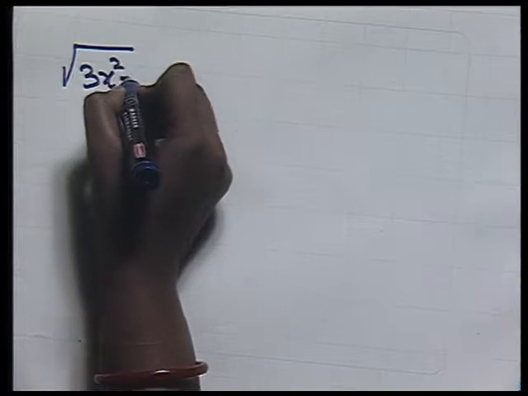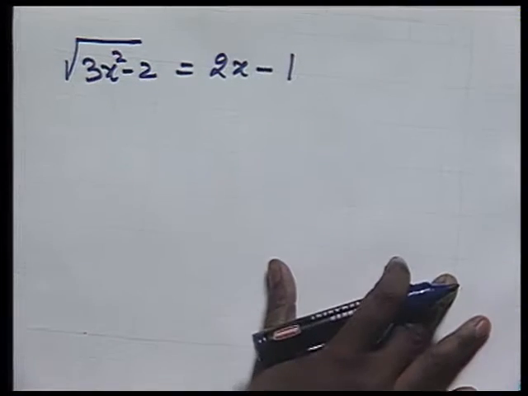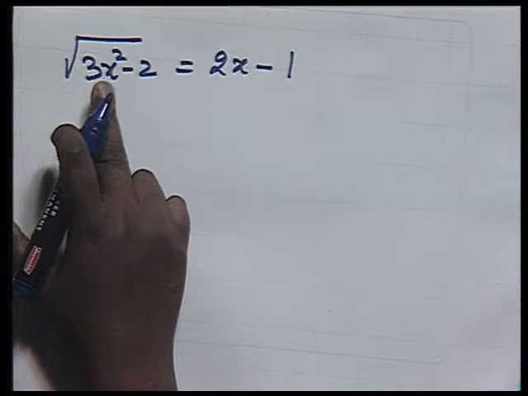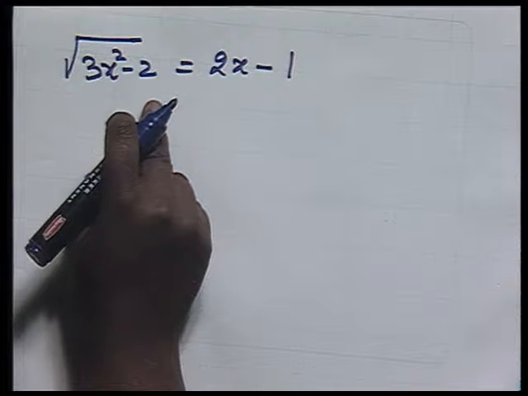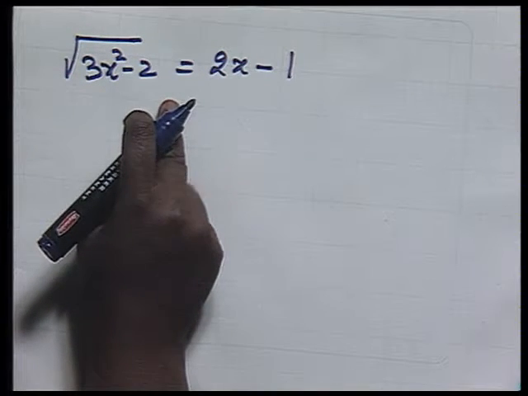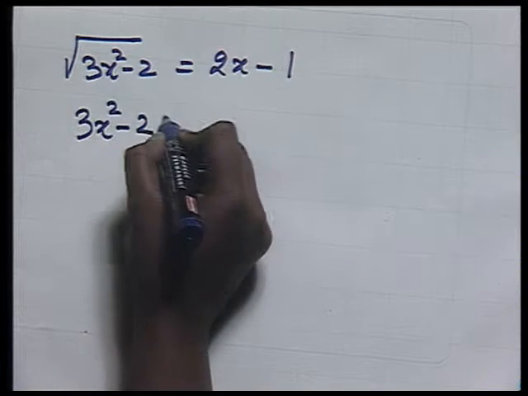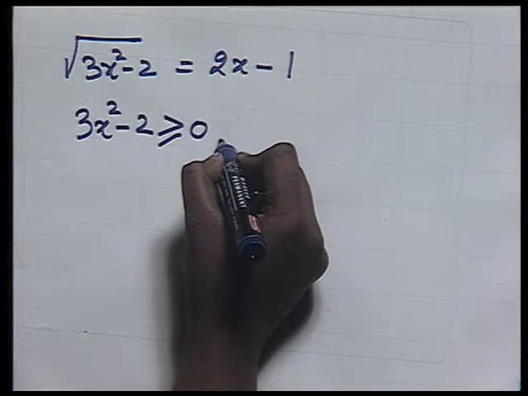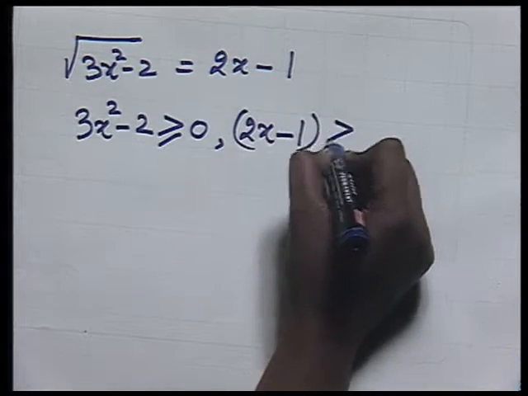Now, consider the equation under root of 3x square minus 2 is equal to 2x minus 1. This is an equation involving one radical sign. One term has a radical sign. This equation will have roots if 3x square minus 2 is non-negative, and also the right hand side, that is 2x minus 1, is also non-negative.